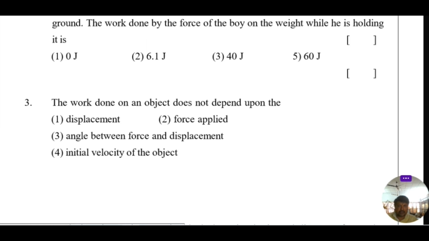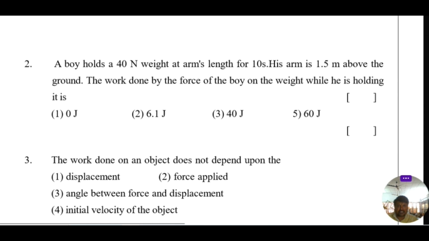A boy holds a 40 Newton weight at arm's length for 10 seconds. His arm is 1.5 meter above the ground. The work done by the force of the boy on the weight while he is holding it is? So here the boy is holding the box. Here also the displacement of the box is 0. So the work done by the force of the boy on the weight is 0 joule. Option 1 is the right answer. Let's go to the third question.